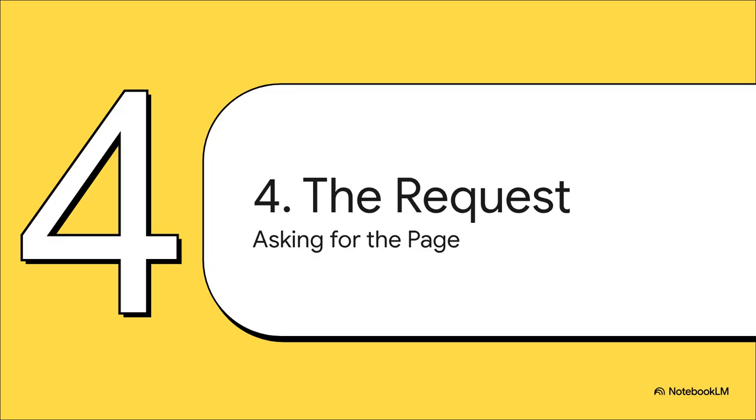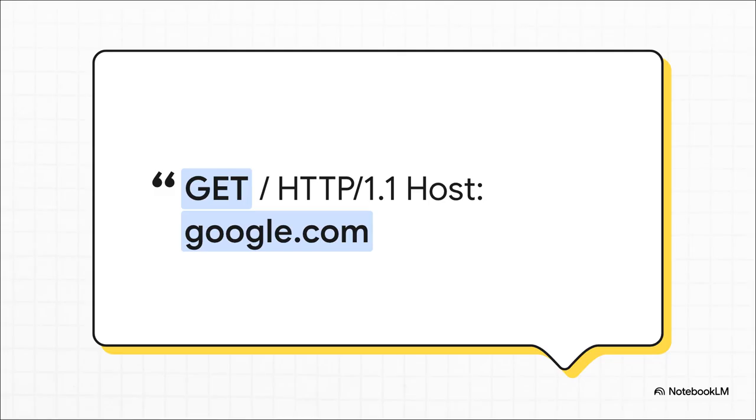Okay, the line is open, it's stable, and most importantly, it's secure. Finally, after all that setup, your browser can actually make its request and ask for the web page. And you know what's kind of funny? After all that complex setup, the actual request is ridiculously simple. It's basically just a little text message. It says GET, which is what it wants to do, a slash, which means give me the main page, and it states the host it's talking to.